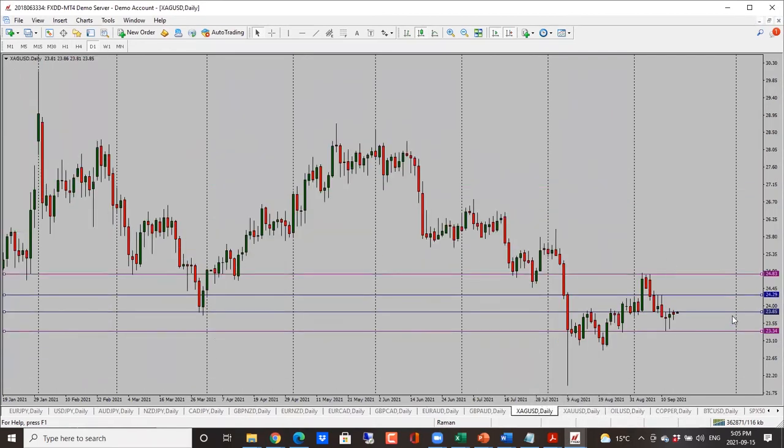All right, let's take a look at commodities here. So we're looking at silver. Silver is struggling. Over the last few days, it has really struggled. So today's candle close is very, very small. It is into resistance at this point.